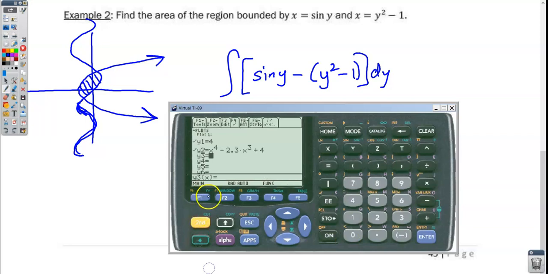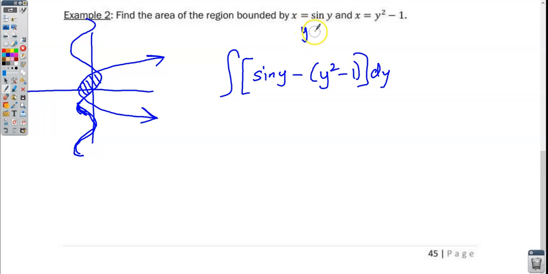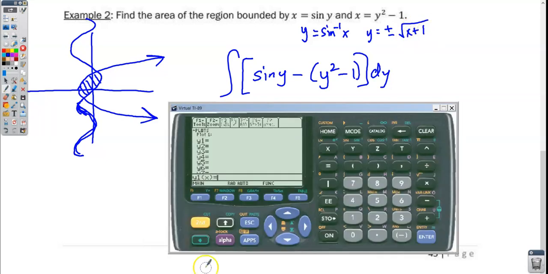I'm going to go ahead and graph the inverse of x equals sine of y, which is y equals sine of x. Well, actually, before I do that, let's talk about how I could do this without doing the inverses. I could solve both of these equations for y. This is y equals arcsine of x, and this is y equals plus or minus the square root of x plus 1. And I could go ahead and graph those.